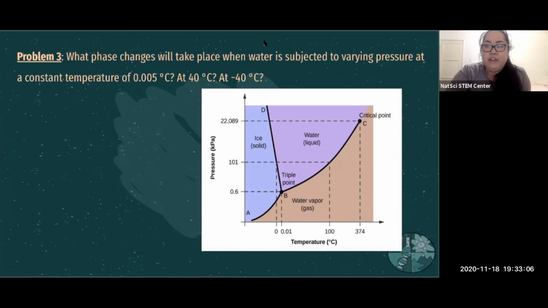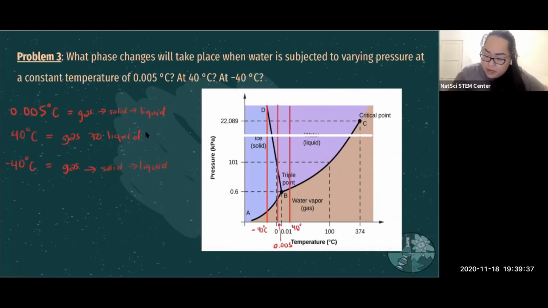Okay, so 5 minutes. Similar to the first problem, I first drew the lines for all of the constant temperature points that it was asked for, right? So we have 0.005, negative 40, and 40. Then, because it's saying varying pressures, I just drew white lines, which you can see as dots, because we have three different temperatures and I wanted to show you all of it. So let's say the white line is where a point would be.